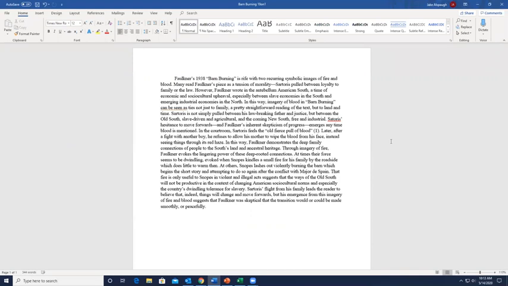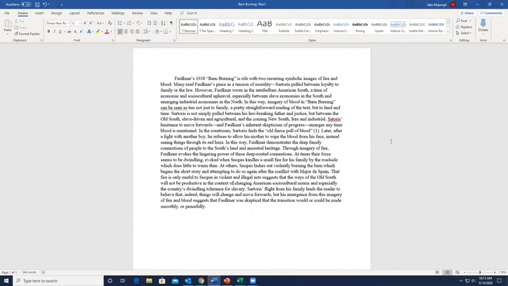However, Faulkner wrote in the antebellum American South, a time of economic and sociocultural upheaval, especially between slave economies in the South and emerging industrial economies in the North. In this way, imagery of blood in "Barn Burning" can be seen as ties not just to family, a pretty straightforward reading of the text, but to land and time. Sartoris is not simply pulled between his law-breaking father and justice, but between the Old South, slave-driven and agricultural, and the coming New South, free and industrial.